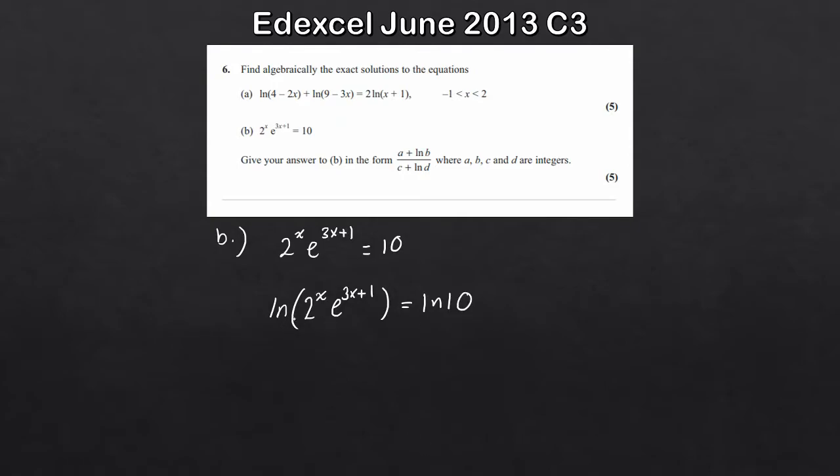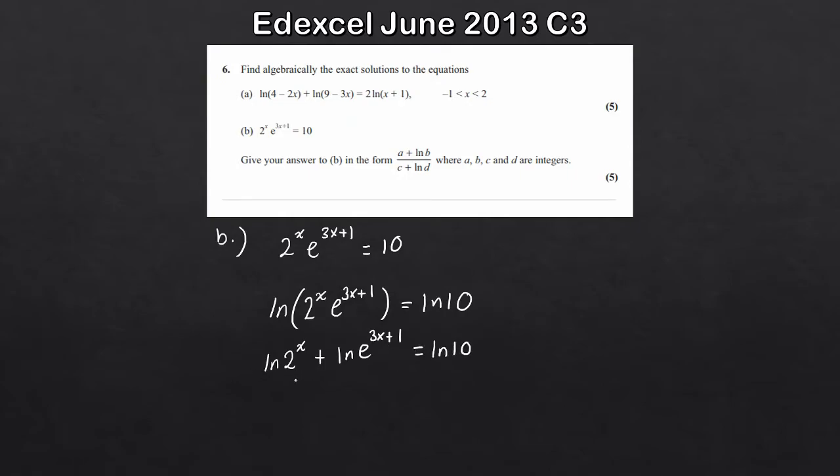Here now, we've got this natural logarithm of this product, just like we're unraveling it how we did part A, but this time we're going backwards. This time we're going to write it as the sum of these logs. So that's going to be the natural logarithm of 2 to the x plus the natural logarithm of e to the 3x plus 1.